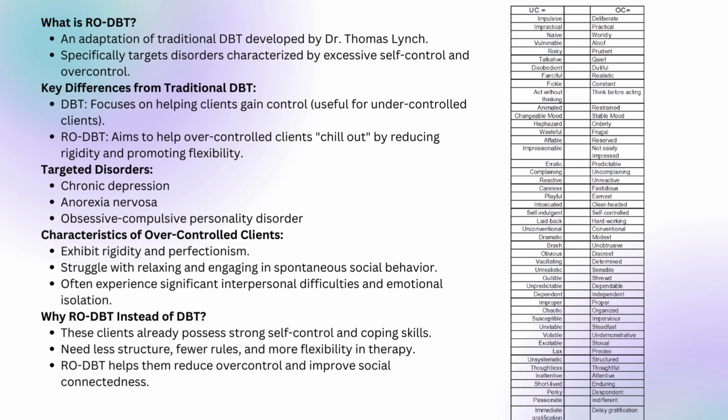Under controlled would be recommended for DBT to get skills to gain control. And then on the opposite end of the spectrum, over controlled clients get referred to RODBT, where they learn to chill the F out. These individuals often exhibit rigidity, perfectionism, and an inability to relax or engage in spontaneous social behavior, which can lead to significant interpersonal difficulties and emotional isolation.